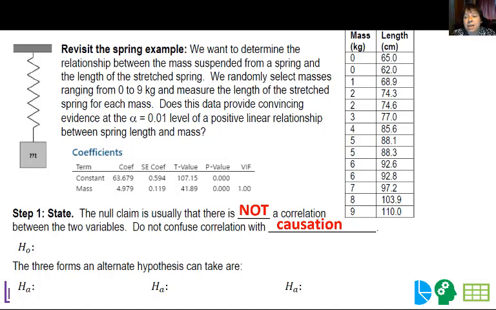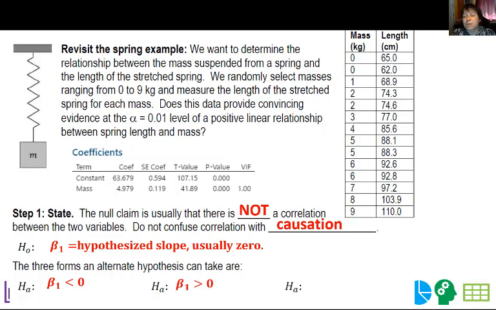And so we would say that beta 1, which is our population slope value, is the hypothesized slope. And it's usually 0. The claim that there's no relationship would mean that it doesn't matter. We just have a flat line going across. Now, the three forms the alternate hypothesis can take are that the slope is negative, the slope is positive, or the slope is just not equal to 0.